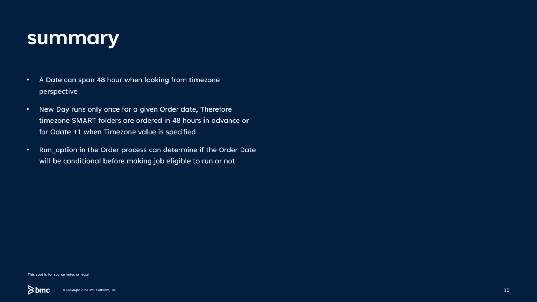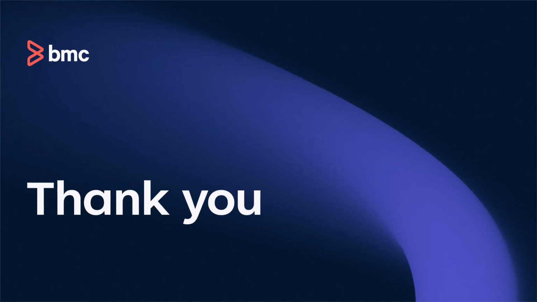When time zone is not specified in the smart folder field, then the job is ordered in new day time with current date and is eligible to run right away. If from and until time is used, then in addition to the job criteria, the job waits for the from time to arrive in the specified time zone. That concludes our presentation on what to consider when scheduling a job to run in a given time zone.